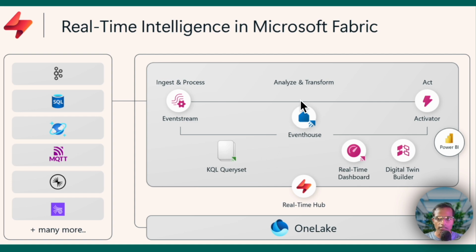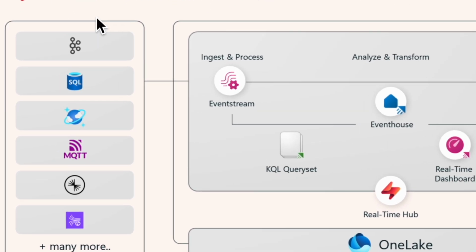This is the overall architecture of real-time intelligence in Fabric. We have different components, and we'll see how these different components work together for ingesting, transforming, analyzing, and acting on real-time data. To the left-hand side, we have the different data sources.